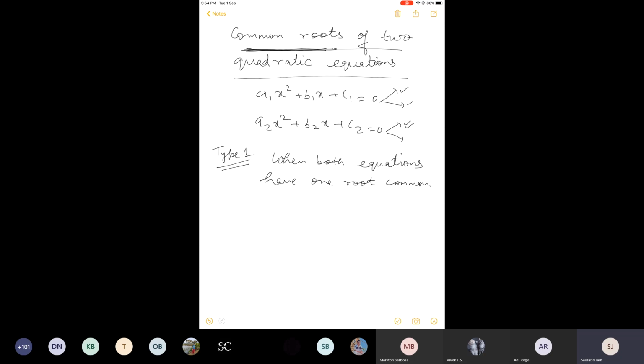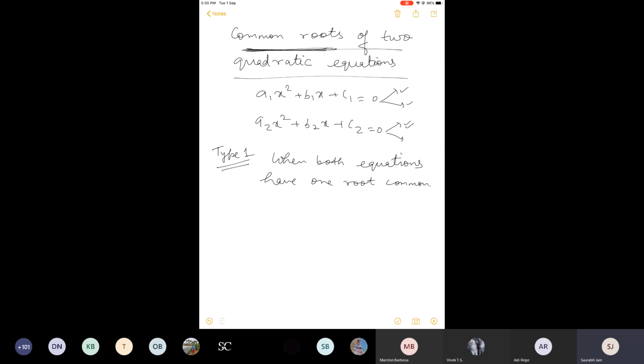Like for example, this is just an example. If roots of the first quadratic equation are, let's say, 1 and 2, then roots of the second quadratic equation can be, for example, 1 and 3. So what is the meaning? That 1 is the common root of both the equations. This is just for the sake of example. It is not like that 1 will be the common root always.